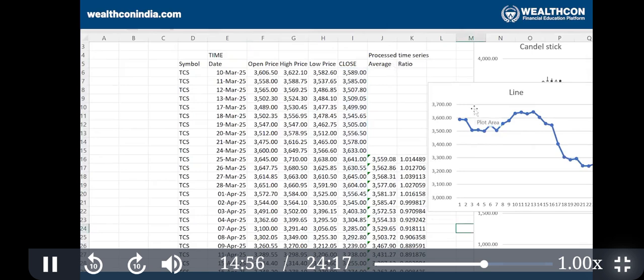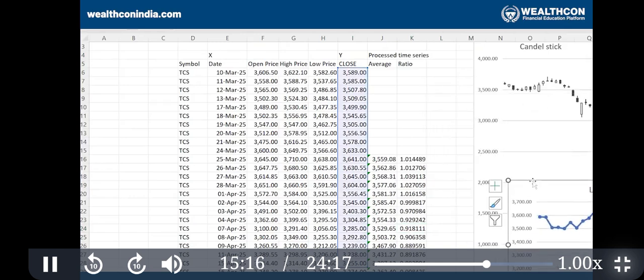So this is how the geometry looks. The y-axis is the price, and the x-axis is the time. This is a simple line chart. No processing is done, simply plotting the chart against the time. This is called a time series.